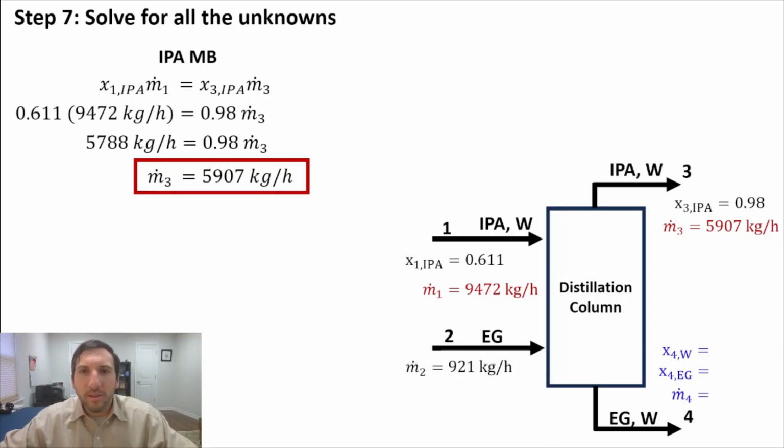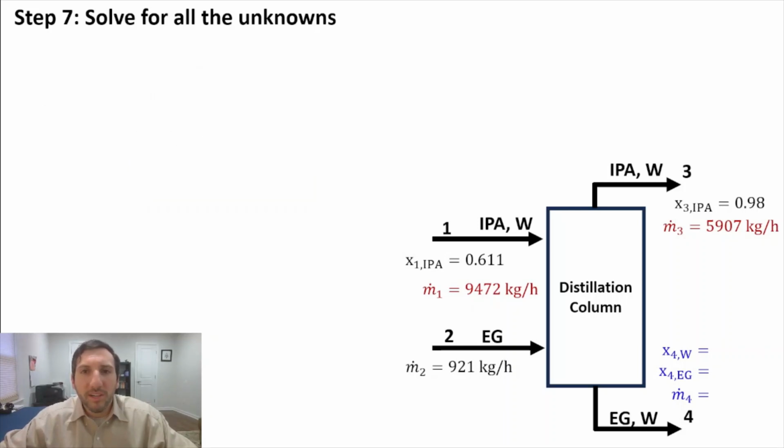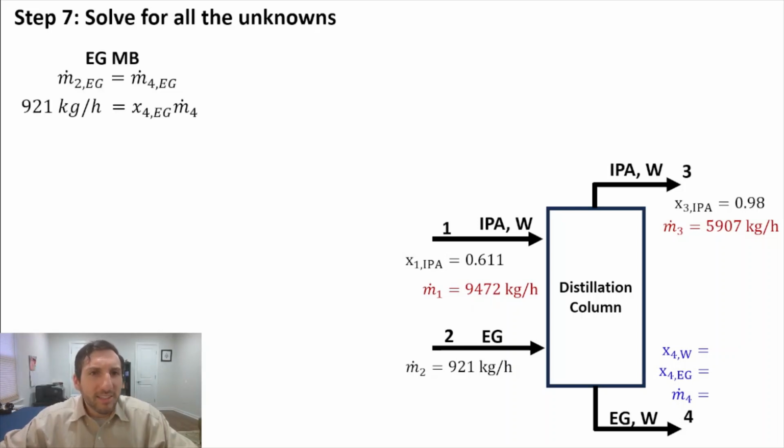And again, we're going to just continue working with these material balances. So let's go back to our ethylene glycol material balance. Let's see what we got there. Doesn't seem like I have any new information that can help me with the ethylene glycol material balance. So I'm going to have to table that one for later.